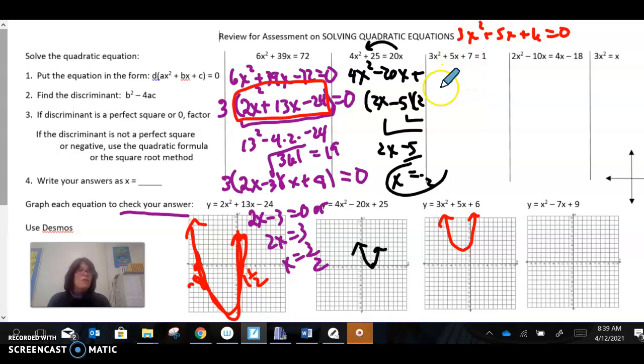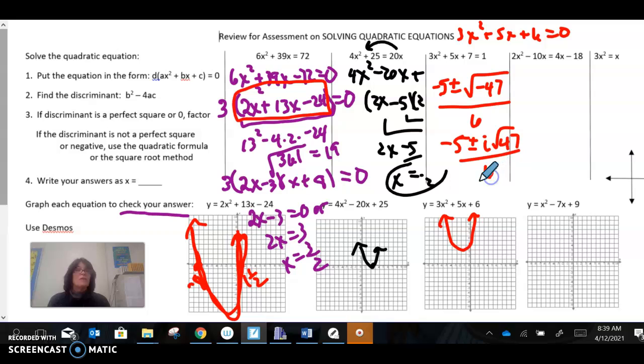Okay, let's use our quadratic formula. Negative b plus or minus, what did we say it was? The square root of negative 47. I already did the b squared minus 4ac, all over 2a. So this is negative 5 plus or minus i square root of 47 all over 6. Done. These are my imaginary answers, okay? Like we learned last week, okay?